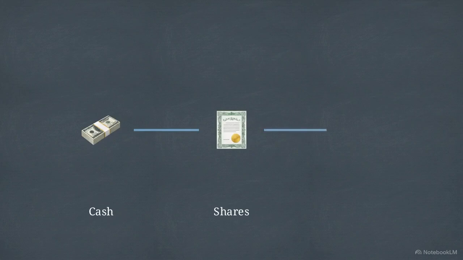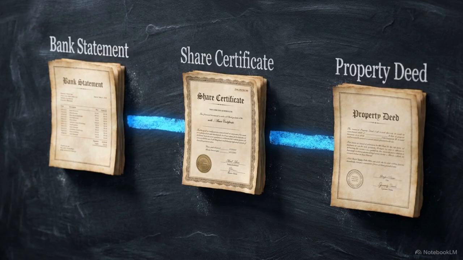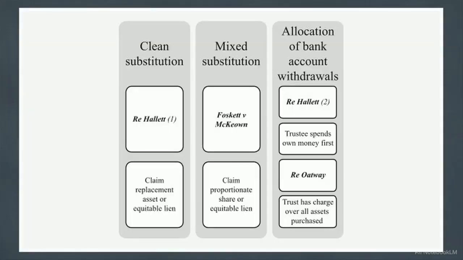Tracing is not a remedy in itself. It is the evidentiary process of tracking the asset through various changes. This summary outlines the rules. In clean substitution, trust property exclusively buys a new asset, allowing a direct claim or lien. Mixed substitution is complex, occurring when stolen trust money represents only a fraction of an asset's purchase price, like a house. The House of Lords established the rule for this in Foskett v.